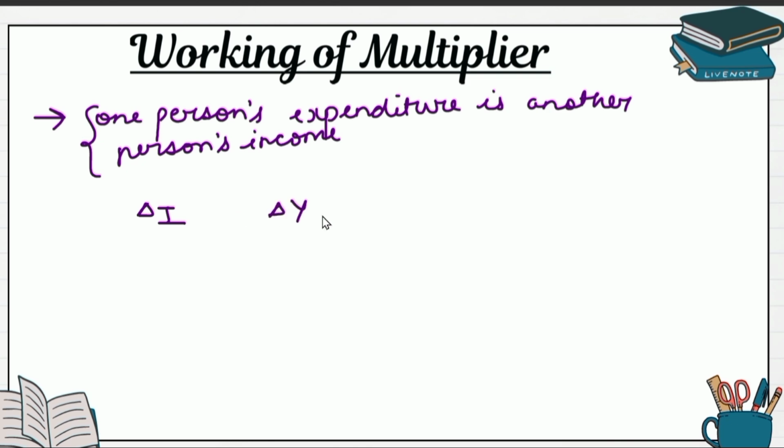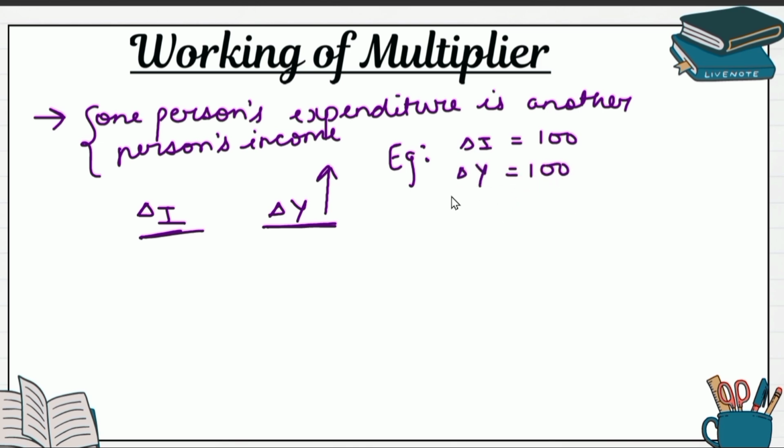So the increase in income is many times. Let's take an example. Suppose additional investment of 100 crores is made. This will generate additional income of 100 crores. So the change in income is 100. Now let's say my MPC is 0.9, which means I am consuming 90% of my additional income.